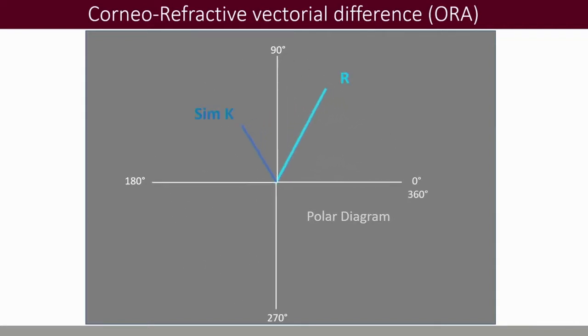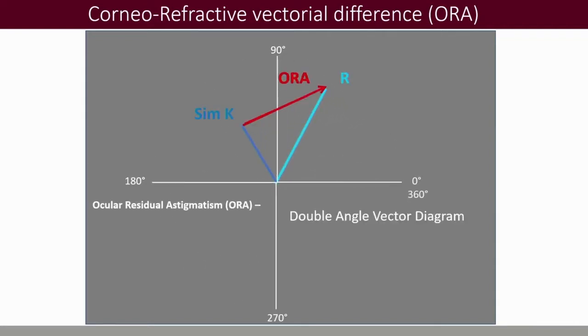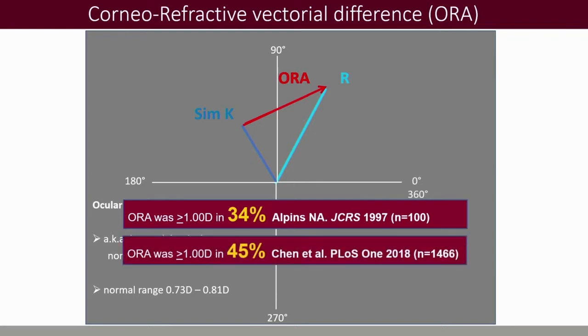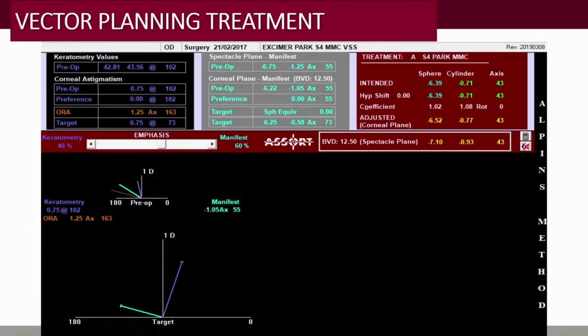So when you look at the ORA, the ocular residual astigmatism, it's a simple vectorial calculation comparing the refractive and the corneal values, also known as lenticular internal non-corneal astigmatism, but I don't think these are good explanations. I think ORA is the best way of describing it. Average for normal, healthy, astigmatic eyes is somewhere between about 0.73 and 0.81. Here we're using a double-angle diagram to be able to connect that to. And here's an important point, which I'm going to be talking about later this afternoon as well, is that the ORA in this series back in 1997 to 100 eyes was 34% more than 1, which is kind of what I call a red flag for ORA. And in another series, which is 1,500 eyes by Dr. Chen in China, it's 45%, and I'll be talking about another one as well this afternoon.